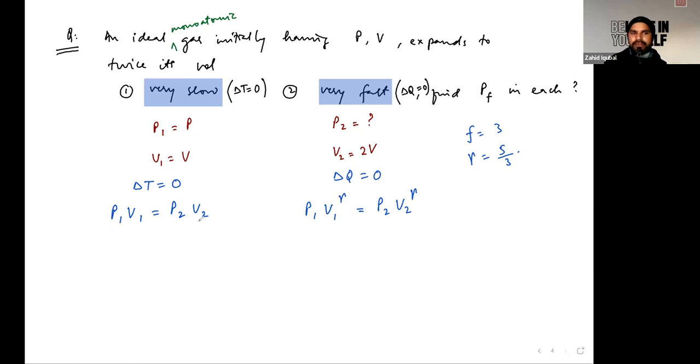In the first part, if you substitute the values, P1 is P, V1 is V, P2 we have to calculate, and V2 is 2 times of V. So P2 will be equals to PV divided by 2 times of V. V and V will cancel out. So P2 is equals to P by 2.